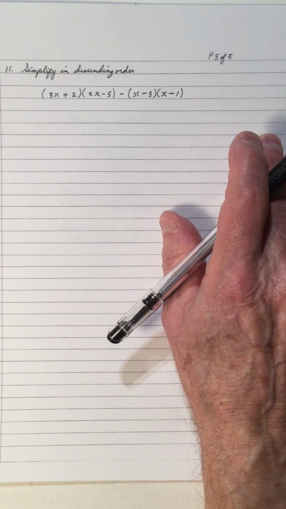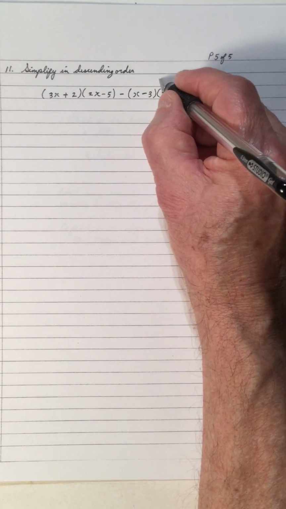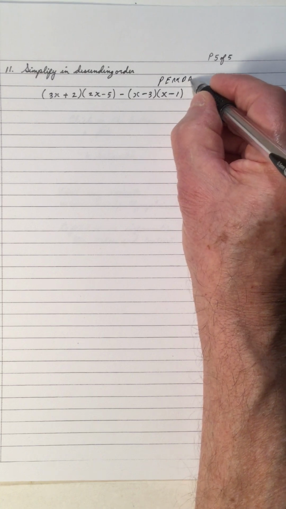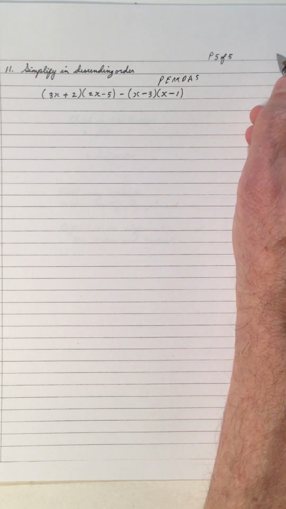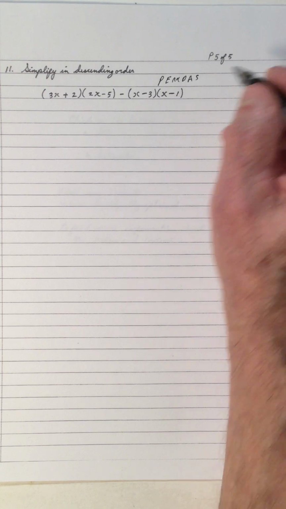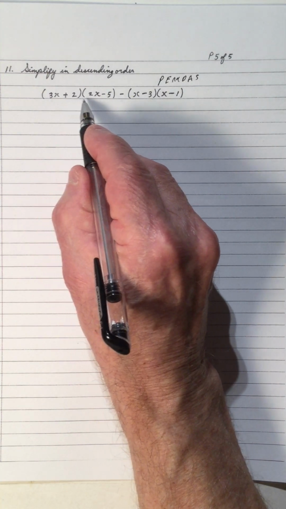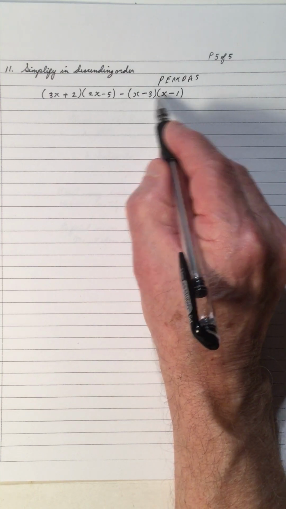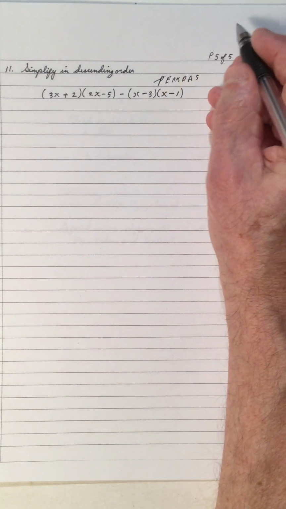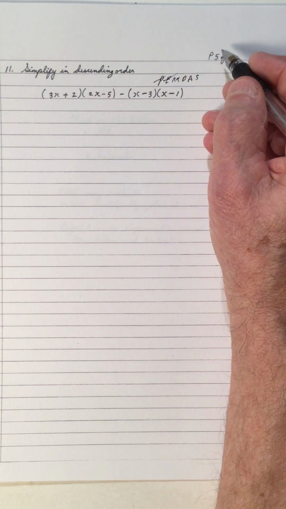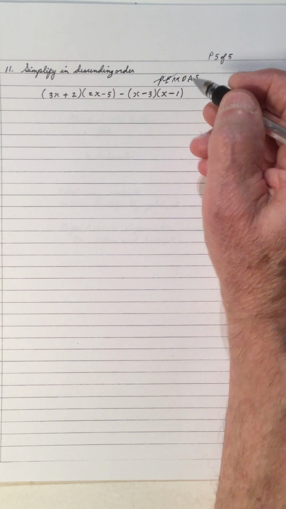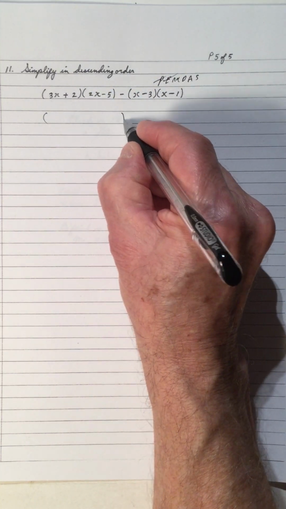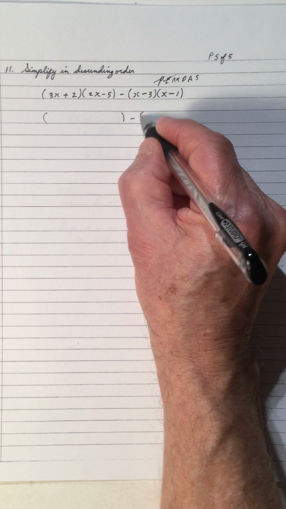Simplify in descending order. Now again, when you do this, P, E, M, D, A, S. We have to obey the order of operations. So we cannot simplify inside of here, no like terms. Nowhere on the inside can you simplify. So we have no exponents, so we have to do multiplication and division. So we have to multiply first. So let's multiply this one, and we'll leave the subtract till after.